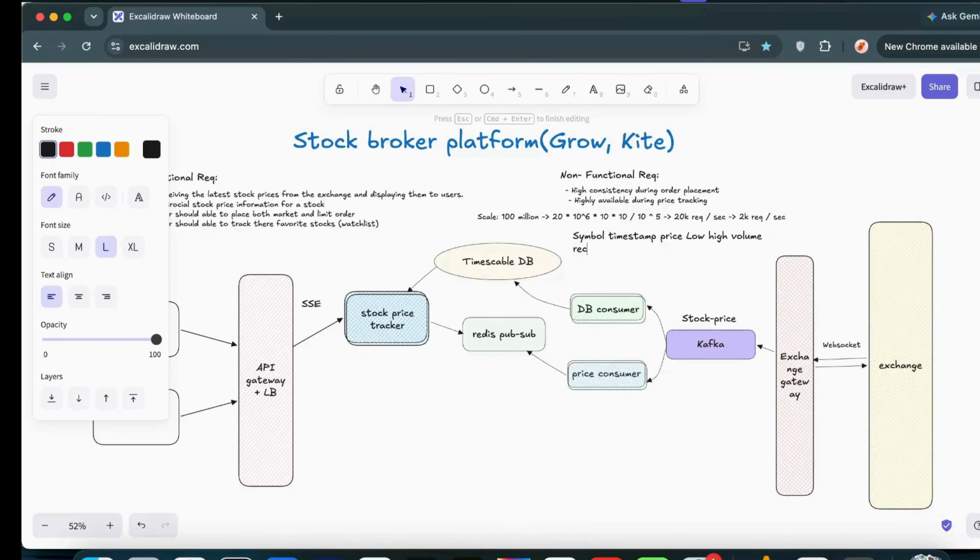It could be Reliance. Then the timestamp is like 10:00:01. The price is, let's suppose, 12:30. Low it hit at 29 point something like that, and the high it got is something like that. Volume is like 2000. This is how the data basically we are feeding inside this TimescaleDB.